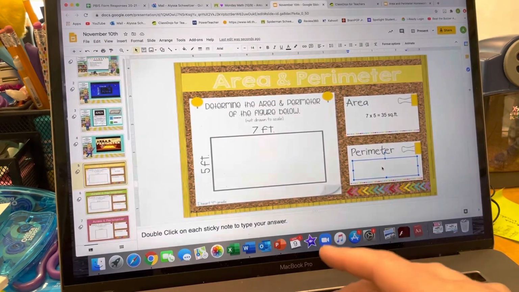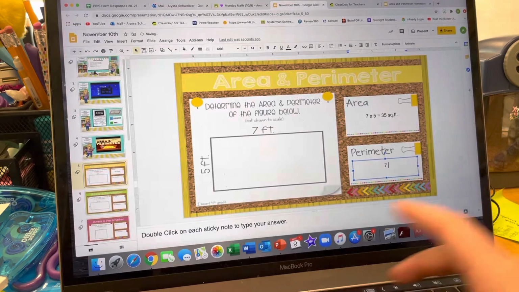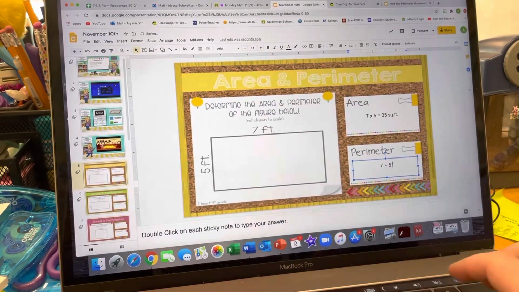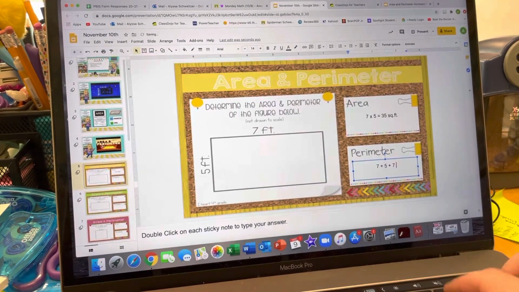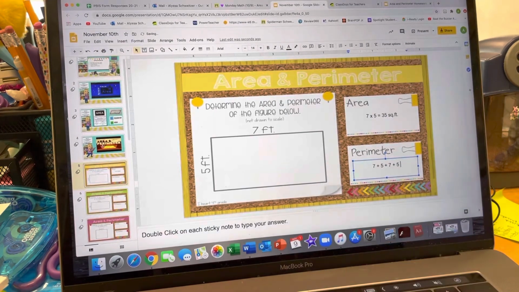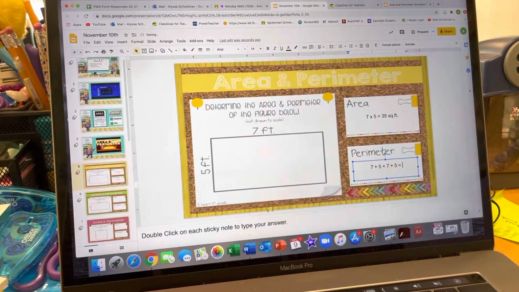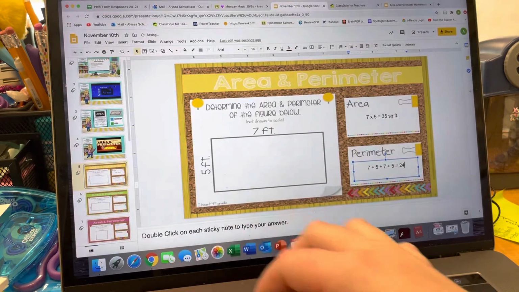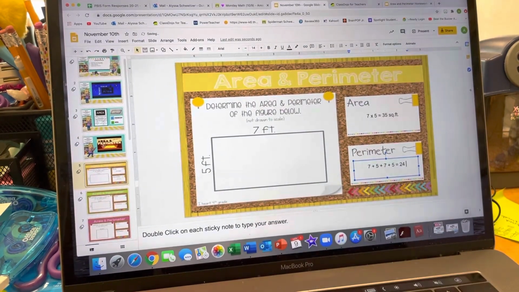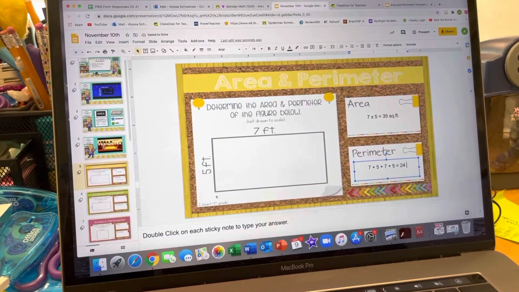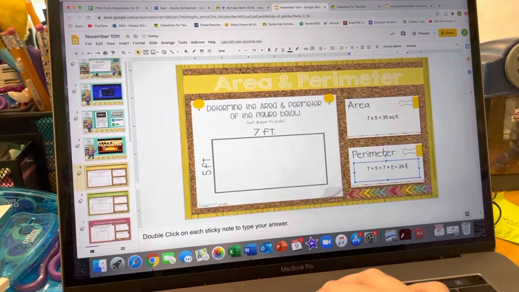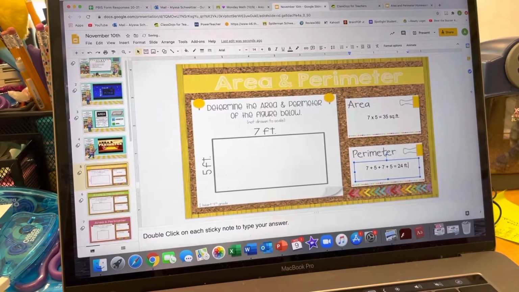So when we're adding up all the sides, we're going to add 7 plus 5 plus 7 plus 5, because we need to add up all of the sides. We know that 7 and 7 is 14, and 5 and 5 is 10, so this is 24. Since we're not looking at squares on this one, we're just looking at the length around it, we just put feet for perimeter.